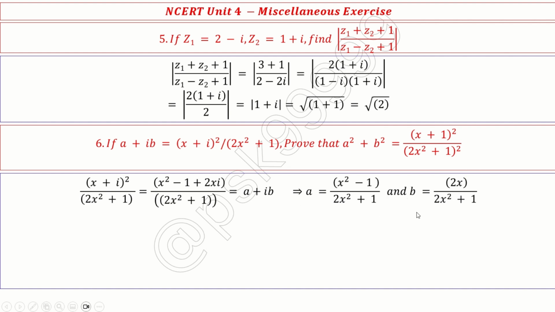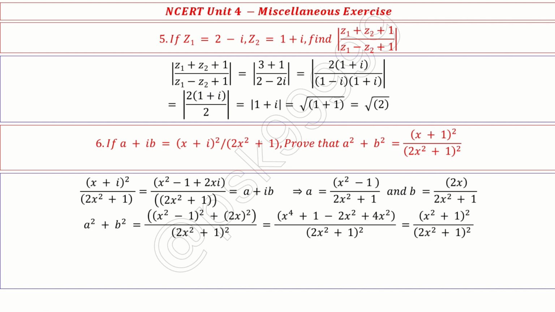And a square plus b square equals its value. Then simplify that. You will get (x square plus 1) whole square divided by (2x square plus 1) whole square. Just a simplification. It's just like a polynomial. There is nothing much about complex numbers here except taking the real part and imaginary part correctly.